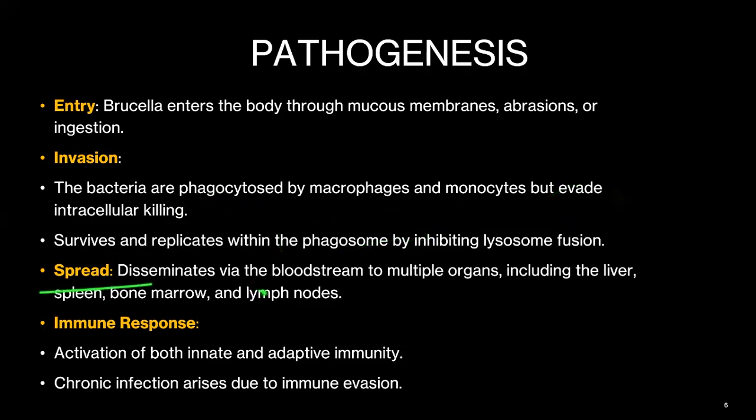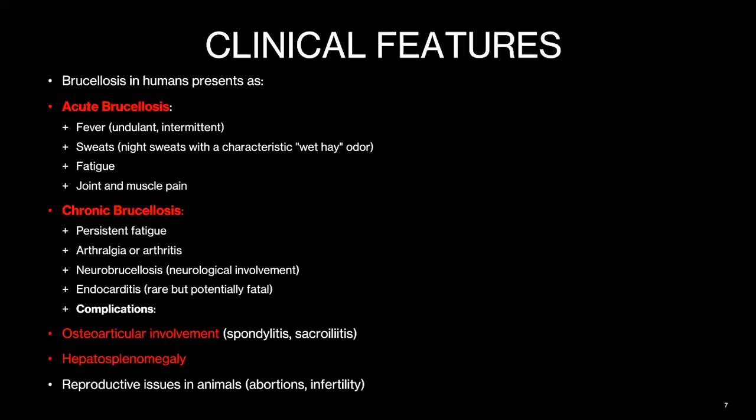Spread. It spreads through the bloodstream to multiple organs like the liver, spleen, bone marrow, and the lymph nodes. Immune response, activation of both innate and the adaptive immunity after entrance of the Brucella in the body of the patient. Chronic infection arises due to immune evasion.